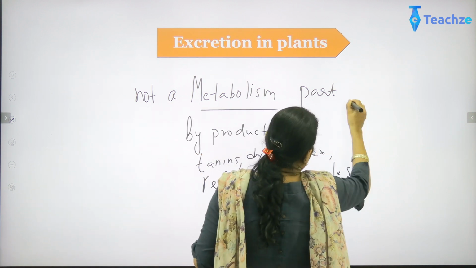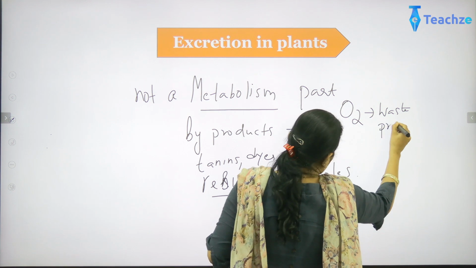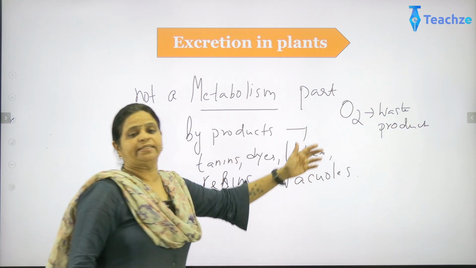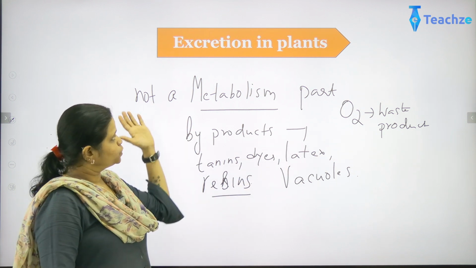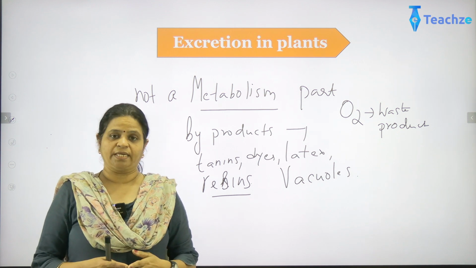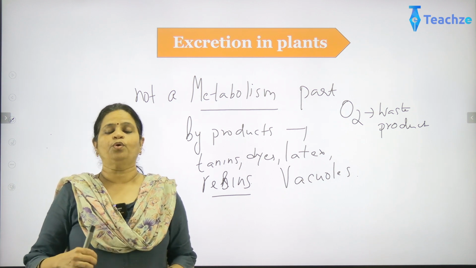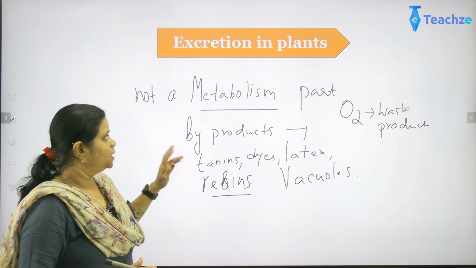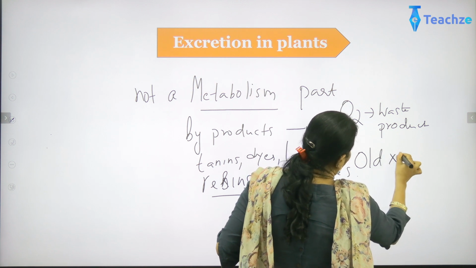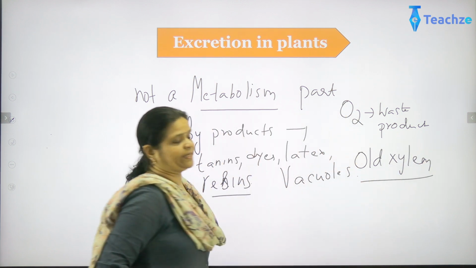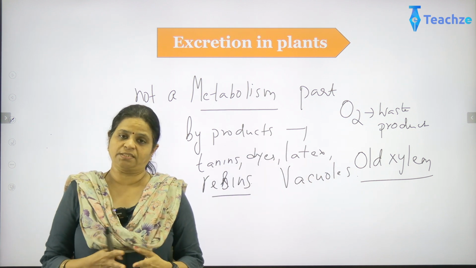And for plants, oxygen is also a waste product, because we all know that plants take in carbon dioxide and give out oxygen. So for plants, oxygen is a byproduct or a waste product. All these products we come across in plants, but they are not a part of the regular metabolism. They just do this because they want to remove the byproducts from their bodies. Now in plants, these kinds of substances are generally stored in the old xylem. We all know xylem is a conducting tissue. So the old xylem tissues are the ones which actually store these excretory products.